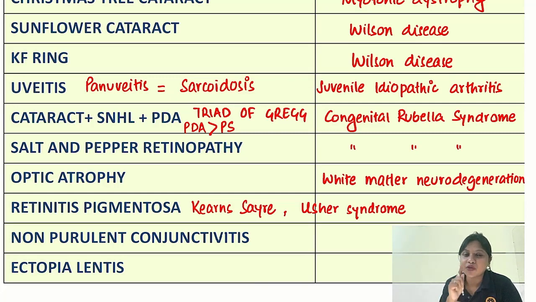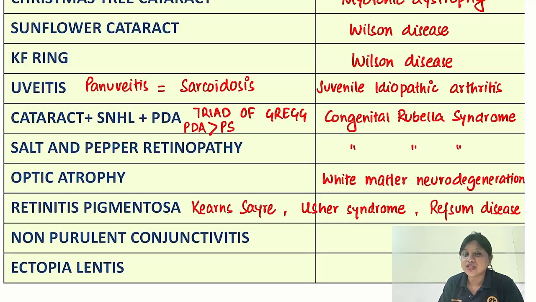I already talked about sensory neural hearing loss in congenital rubella syndrome. This is the second time I'm talking about it, but not in congenital rubella syndrome. I'm talking about sensory neural hearing loss with retinitis pigmentosa, that is Usher syndrome. And next is a peroxisomal defect that is known as Refsum disease. So this is again frequently asked, that is Refsum disease presents with retinitis pigmentosa.